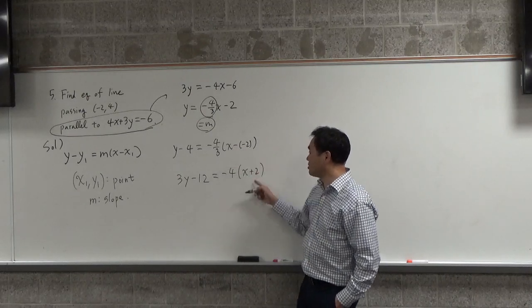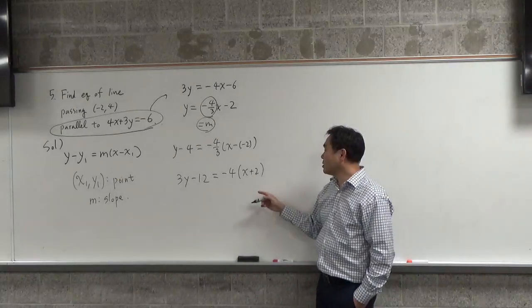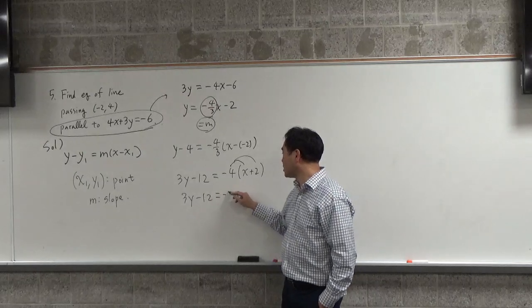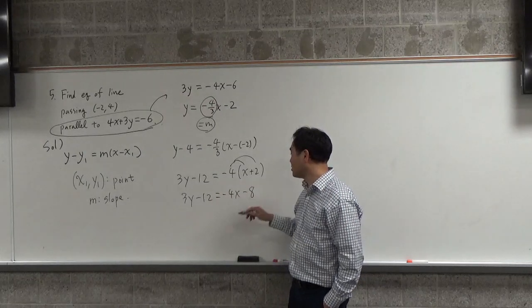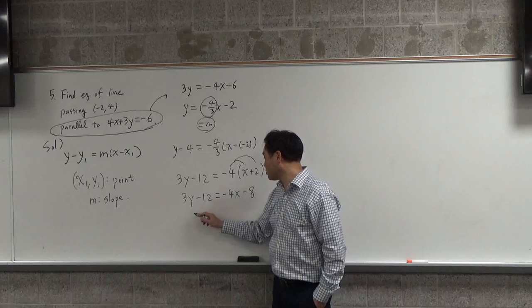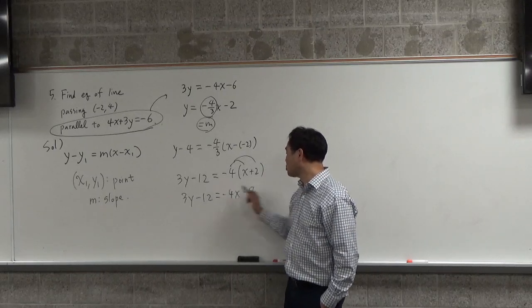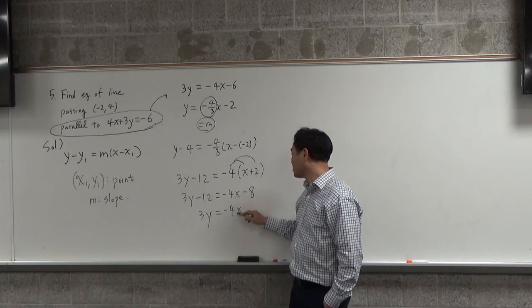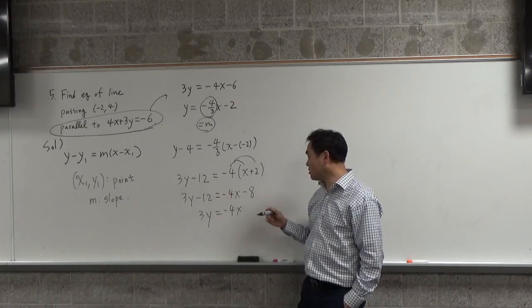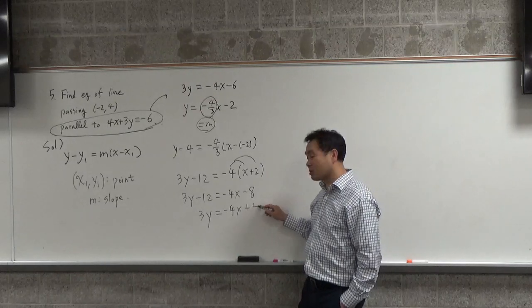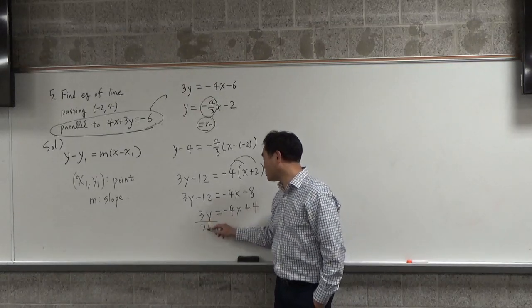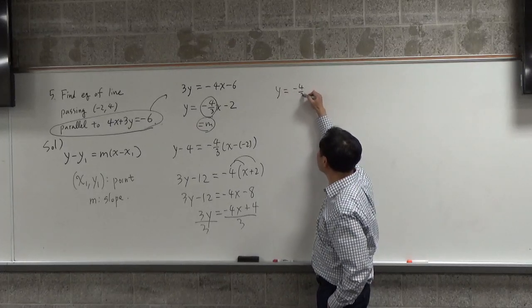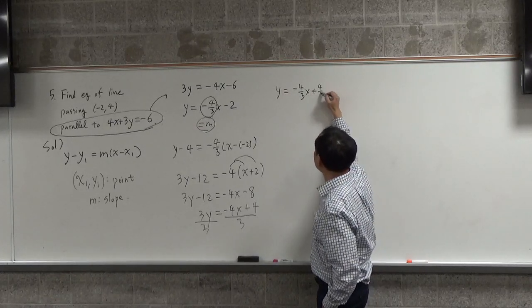And then negative is plus, right? Okay. All right. Multiply that out, you get 3y minus 12 equals negative 4x minus 8. Move the 12 to the other side, so 3y equals negative 4x plus 12 minus 8, which is positive 4, right? And now you divide by 3 on both sides, and there's your answer. Your answer is y equals negative 4/3 x plus 4/3.